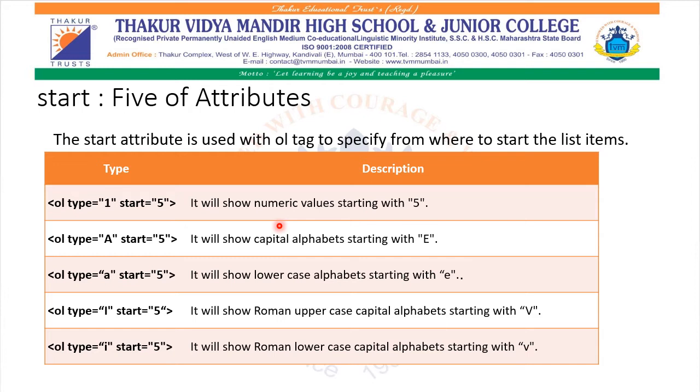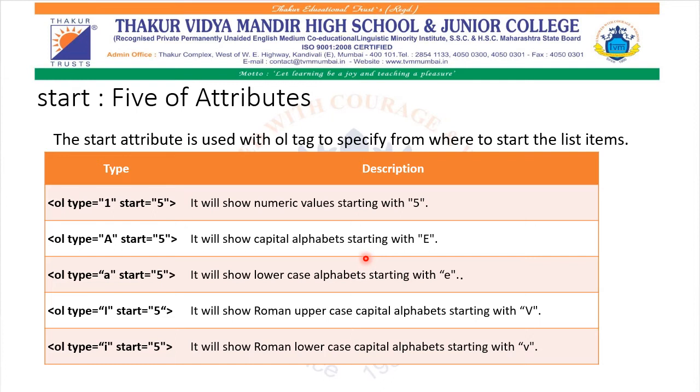Similarly, in the open OL tag where the type is equal to capital A and the start attribute has the value 5, it will show that the capital alphabet case starts with capital E. That means the sequence will be in capital form, and it will start from the fifth alphabet, that is E. Now the third is OL type equals to a and start equals to 5.